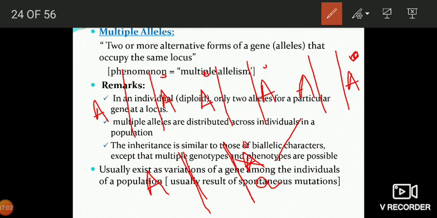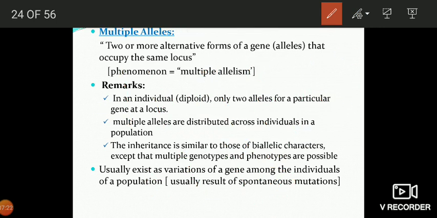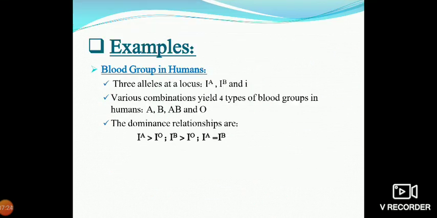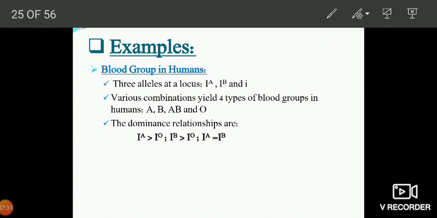As a consequence of spontaneous mutations, this A naught in the new generation, in a few individuals, it has got mutated and resulted in the formation of another new allele, which is known as small a. Okay, this is how multiple allelism comes into being. Now the examples of multiple allelism, we have already discussed this example in case of codominance. This example works here as well.